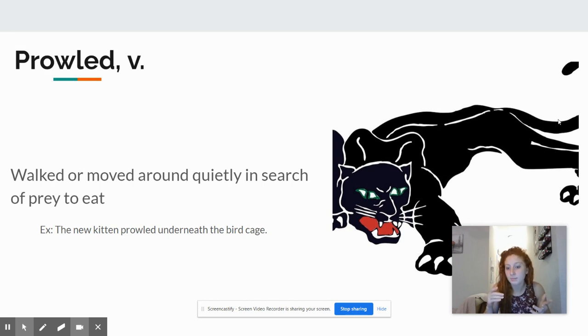Okay. Sometimes my kitty goes on the prowl, and she's prowling and she's watching my dogs and she wants to jump out and get them. And they just play, but she does it for fun. But she gets down and she's going, okay. And if you look at this picture, you can see that panther, he's prowling. Okay. So if someone prowled, that means they're walking around or moving really quietly in search of prey and sometimes to eat.